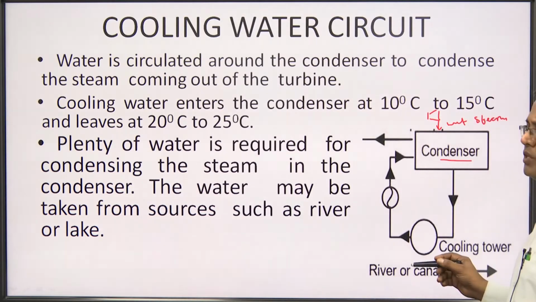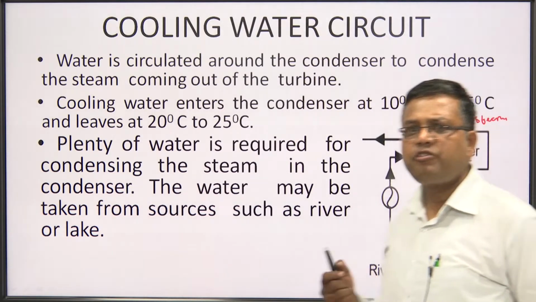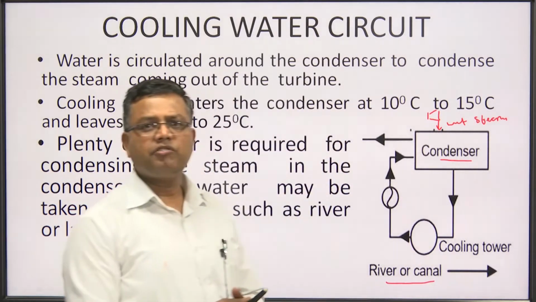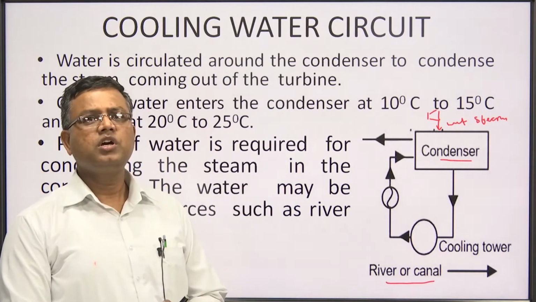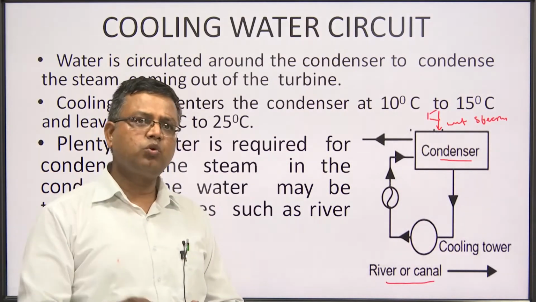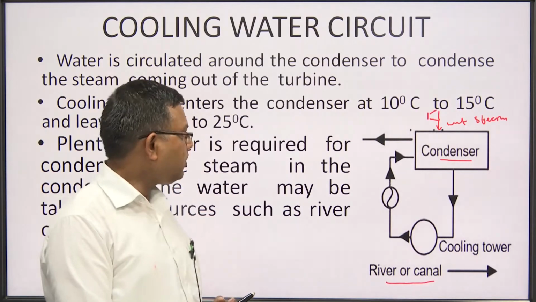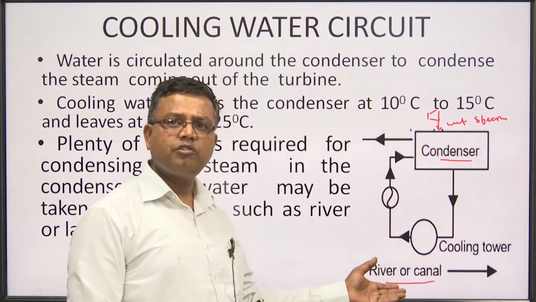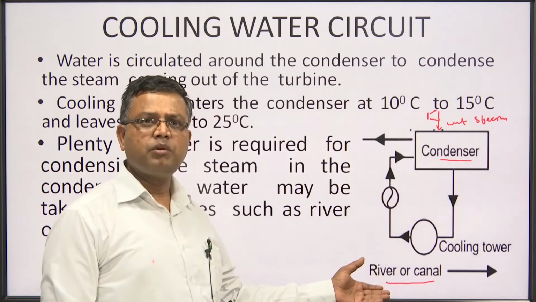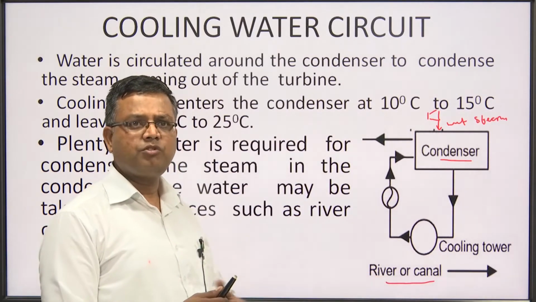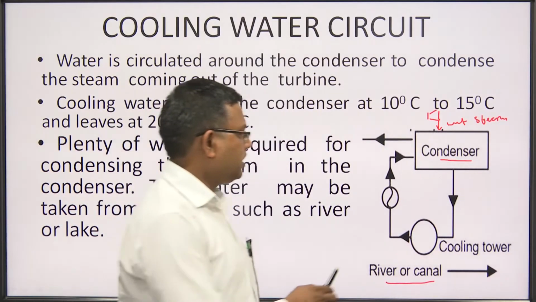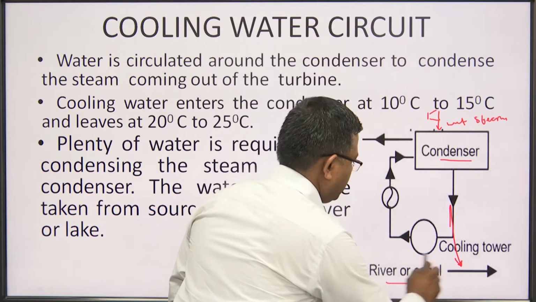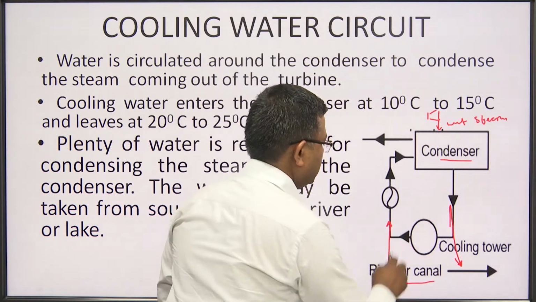Now we have two options. We can take fresh water from a river or canal if it is available, and if a river or canal is not available, then we can use a cooling tower and recirculate the water. If we want to use fresh water, we have a water source, some water body, a river or canal, and we take fresh water, and this water is then supplied back to the river.